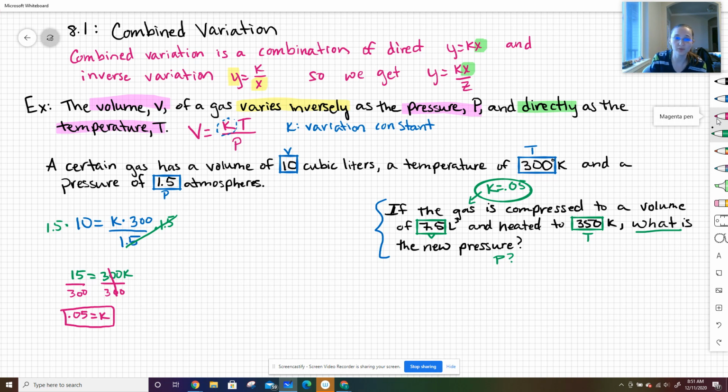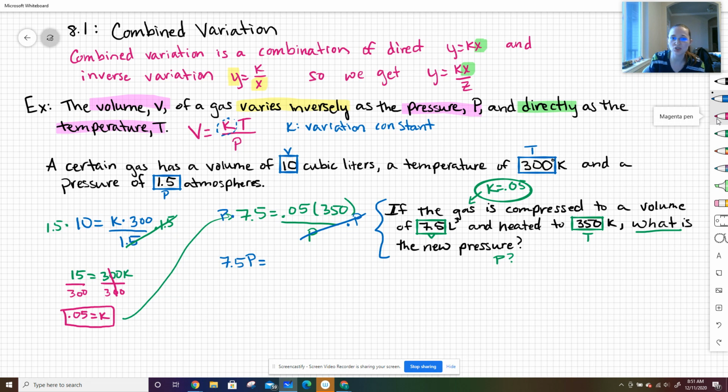So I'm going to plug in my volume. There we go. Is 7.5. I know my constant is 0.05. I know my new temperature is 350. What I don't know is my pressure. So to solve for pressure, just like we did before, I'm going to get rid of the fraction. I'm going to multiply by P on both sides so that I can cancel out this fraction. So I'm going to have 7.5 P on the left equals, and then if I just do that multiplication in the numerator real quick, I'm going to get 17.5.